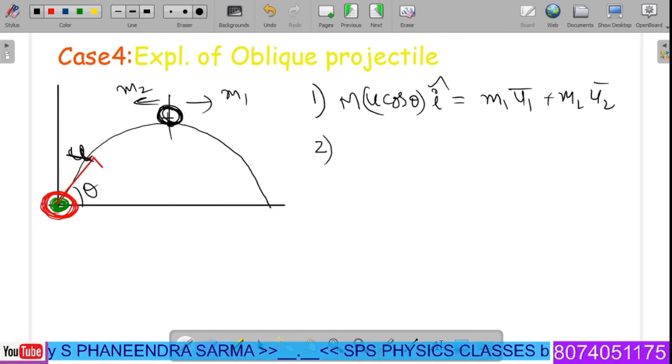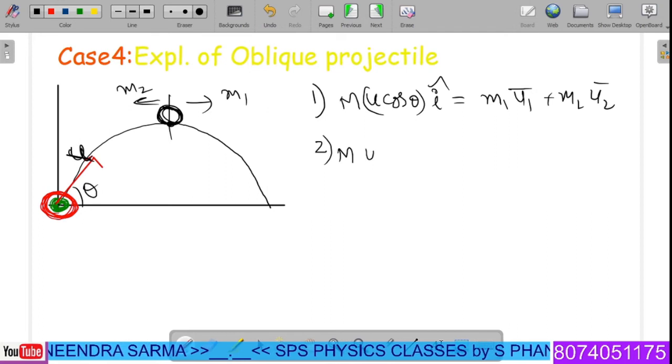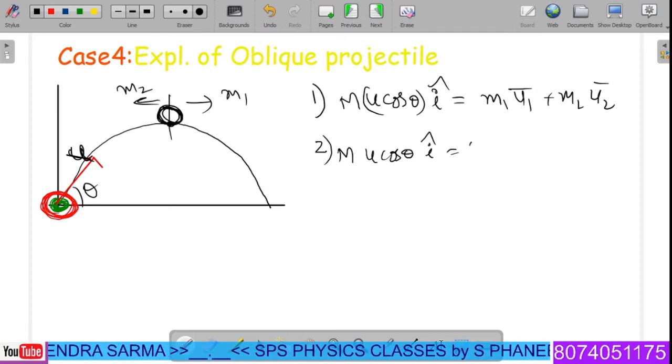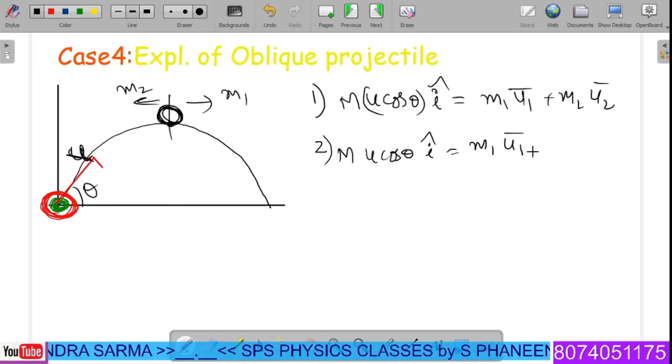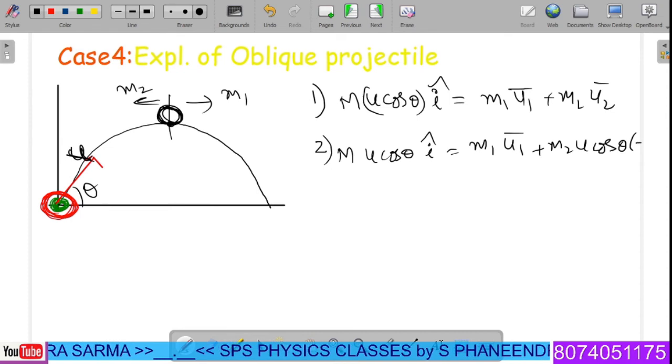Suppose the second object retraces the path. What do you mean by retraces? Retraces means it has the same u cos theta, then only it will retrace the path. That means you can write m u cos theta i cap equals m1 u1 bar plus m2 u cos theta of minus i cap. This is very important because the projectile retraces the path.